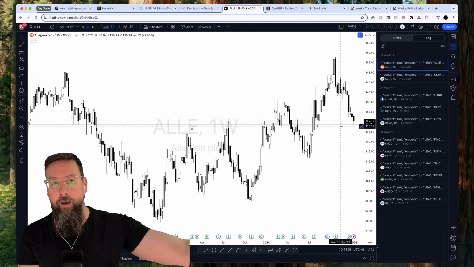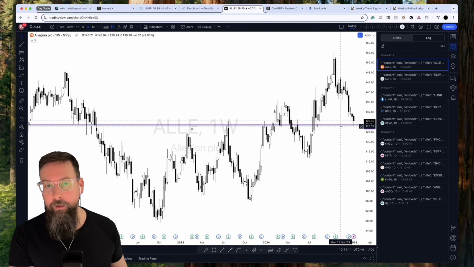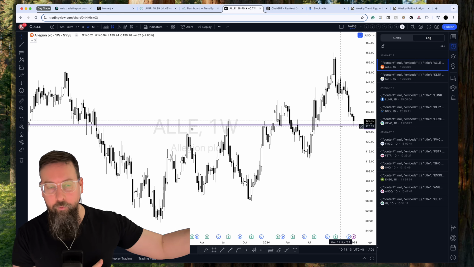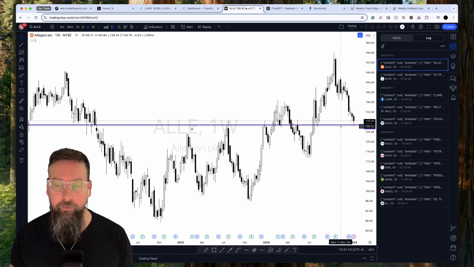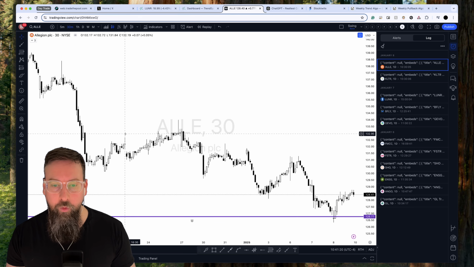The system has us selling on the following Monday, so roughly a week, give or take, and then we're just repeating that over and over again. So it's a shorter term swing system. So for me, I want to really add value on order entry.